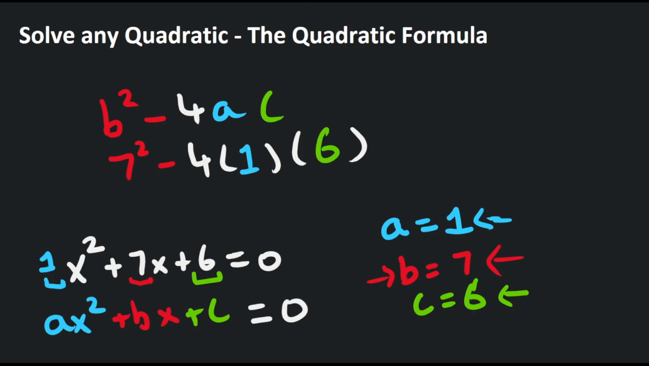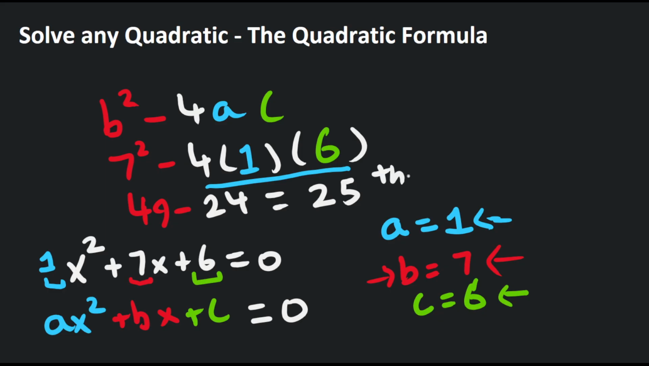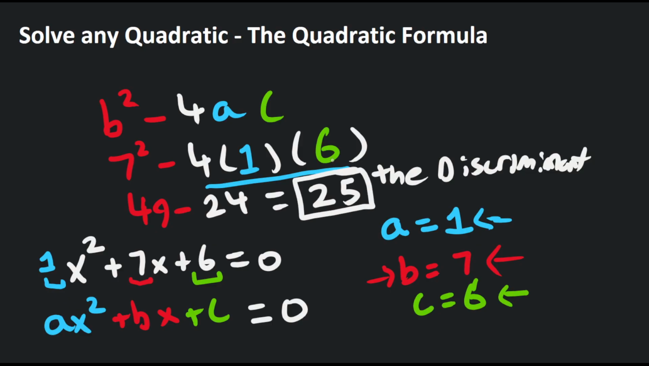Let's evaluate this. So 7 squared is 49. And minus, what's 4 times 1 times 6? What's 4 times 1? That's 4. What's 4 times 6? That's 24. So 49 minus 24 is 25. Okay, so 25 is our discriminant. And what does that tell us?